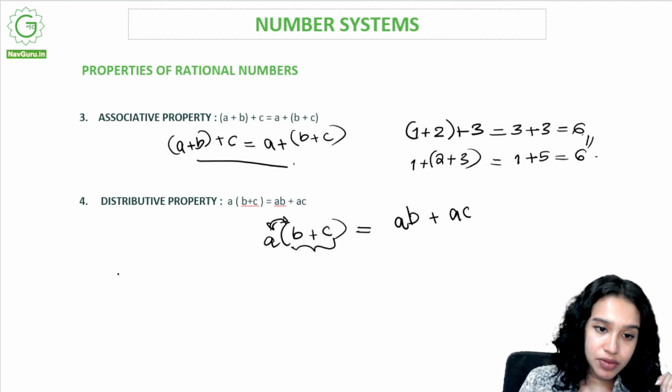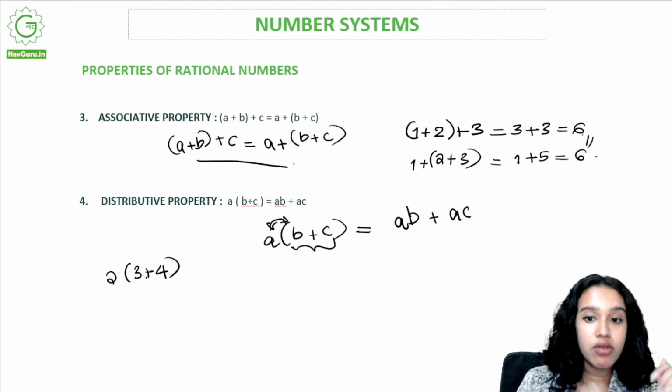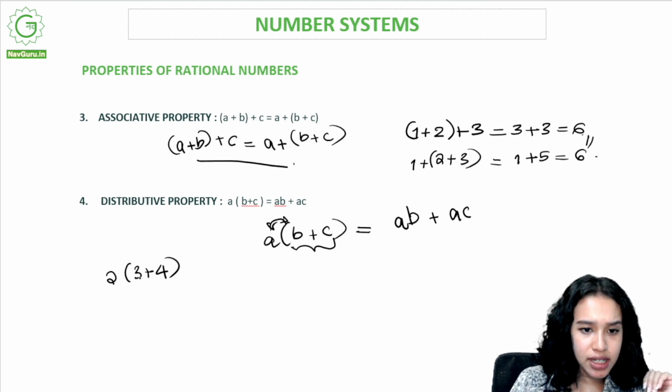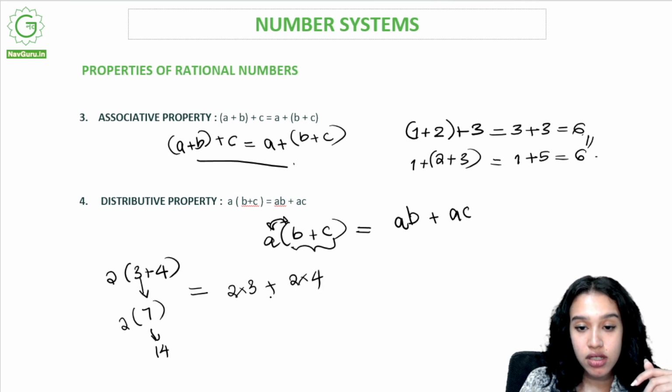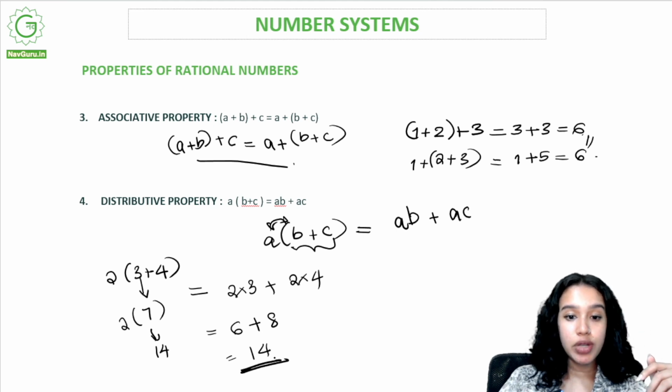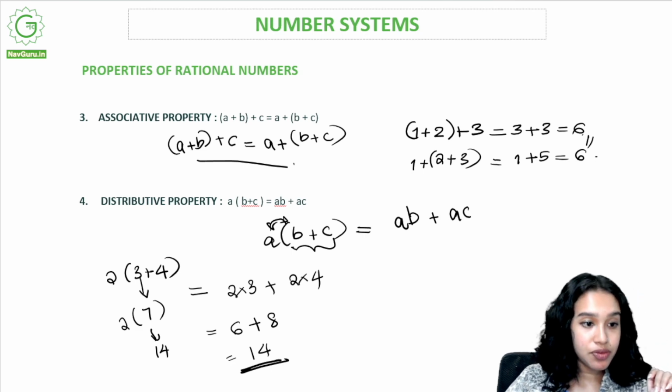Let's take an example. If I'm saying 2 into 3 plus 4, we could do it in two ways. We could do it directly while saying that 2 into 3 plus 4 is 7, so which is 14. Or this would be the same as saying 2 into 3 plus 2 into 4. So 2 into 3 is 6 and 2 into 4 is 8 and this gives us 14. So basically this is the distributive property of rational numbers.